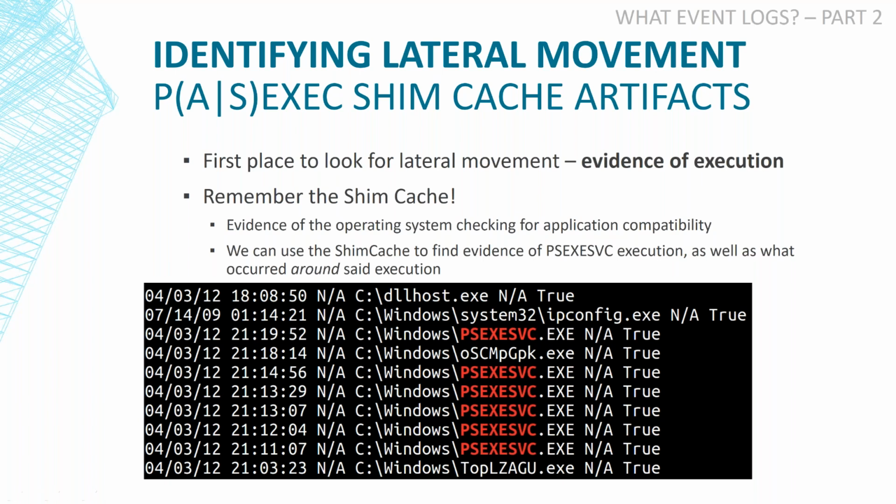Well, again, let's focus on our evidence of execution first, because our lateral movement tools drop executables on our system. The first place we're going to go is our shim cache. There is an entire presentation I did a couple years ago on shim cache. It's definitely available in the webcast, but let me just sum this up. If you're not familiar with shim cache, please go read about it after this presentation. Just note that it is Windows checking for operating system compatibility.